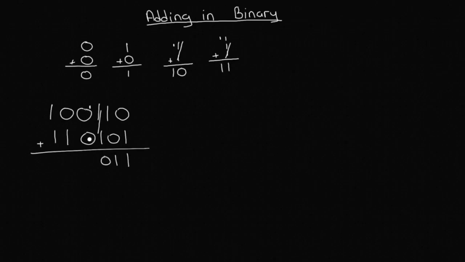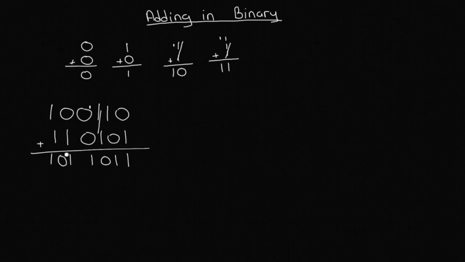Now we look at this, so this is 0 plus 1. That leaves us with 1. Then here we have 1 plus 0, again this is 1, and 1 and 1, and we know 1 and 1 is equal to 2, and we know 2 in binary is equal to 1, 0.